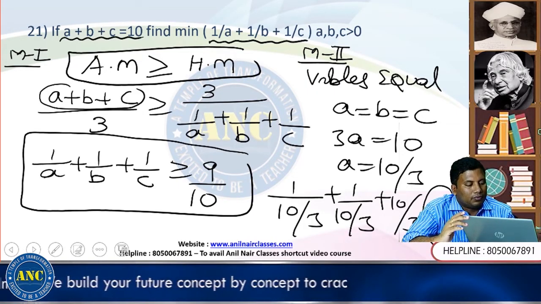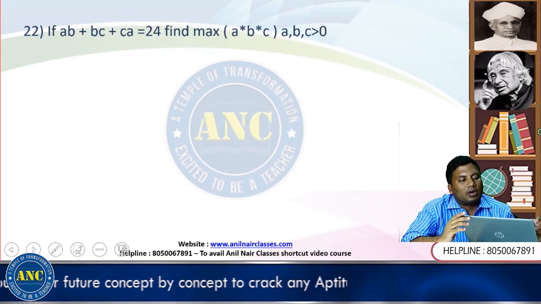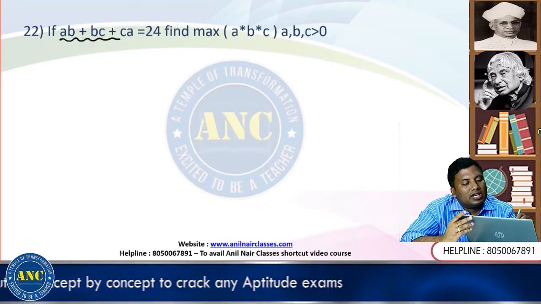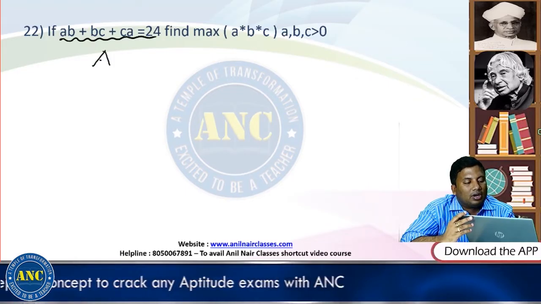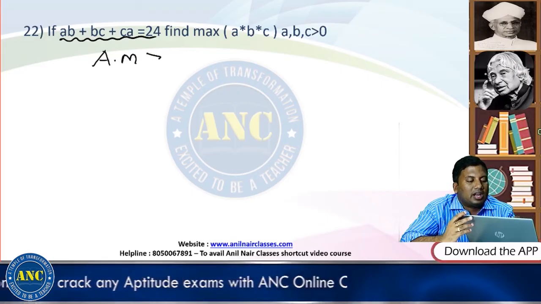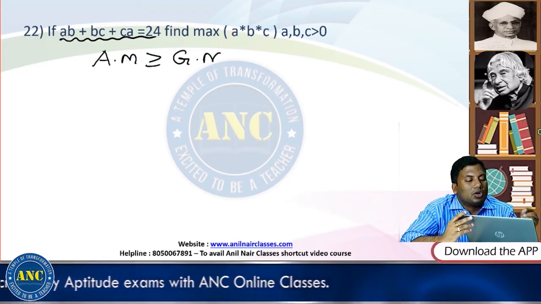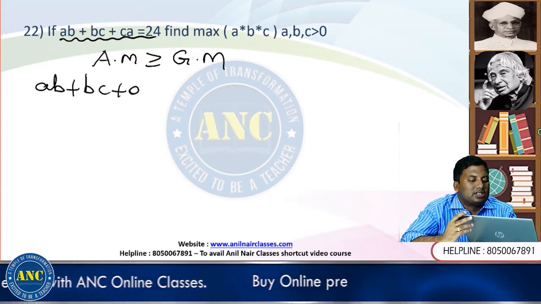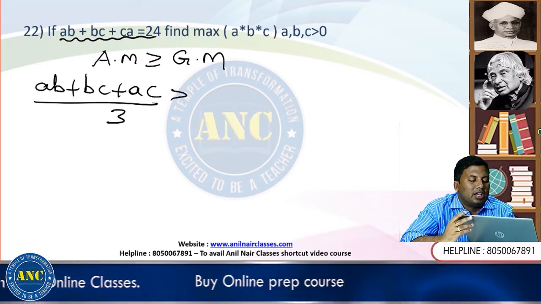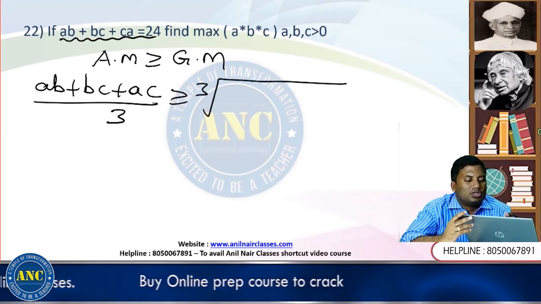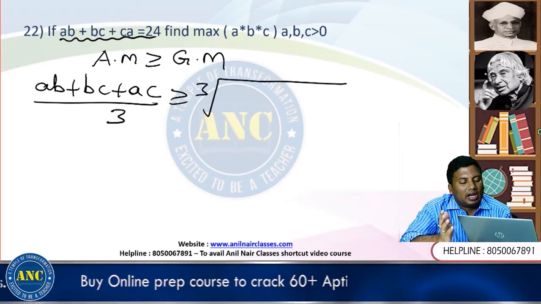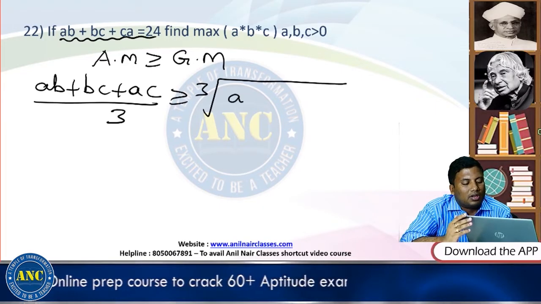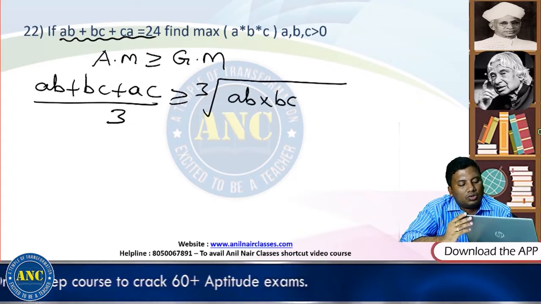Next one. Another question. AB plus BC plus AC is 24. AM is greater than or equivalent to GM. So arithmetic mean AB plus BC plus AC divided by 3 is greater than or equivalent to GM, where GM of n numbers is the nth root of AB into BC into AC.